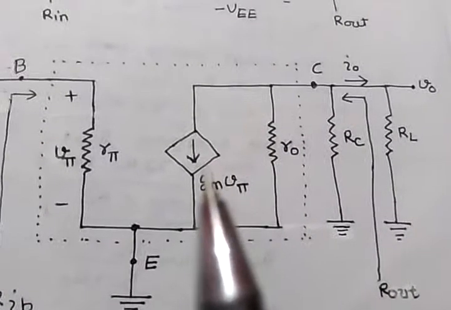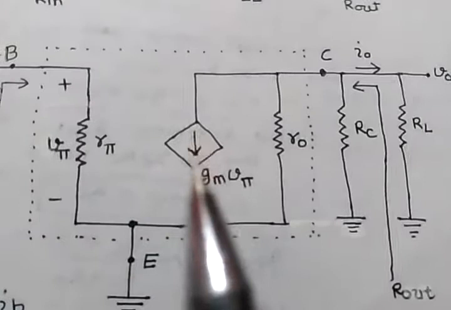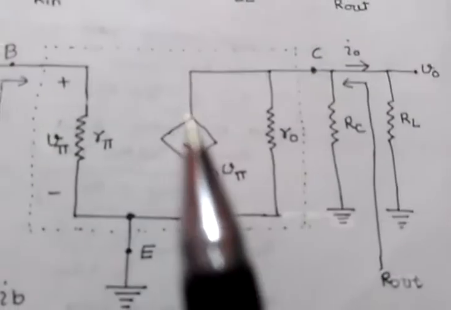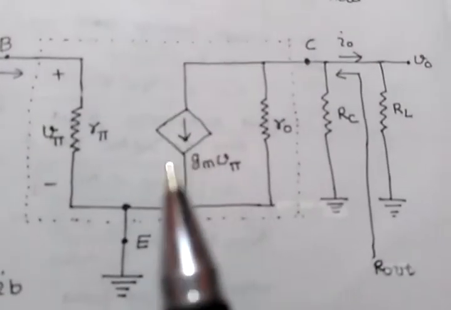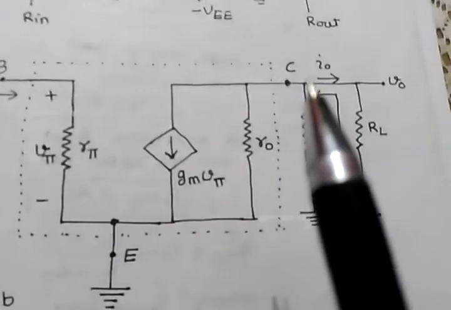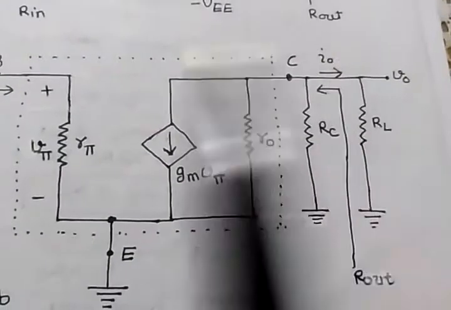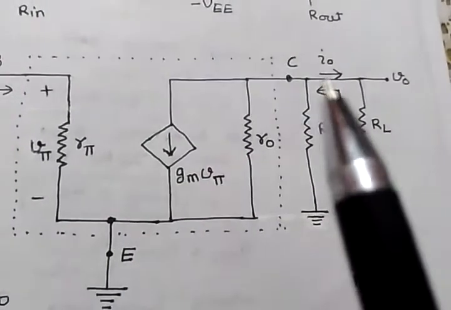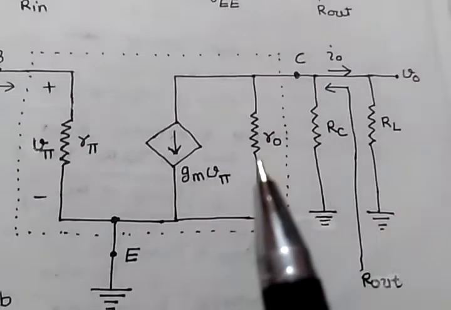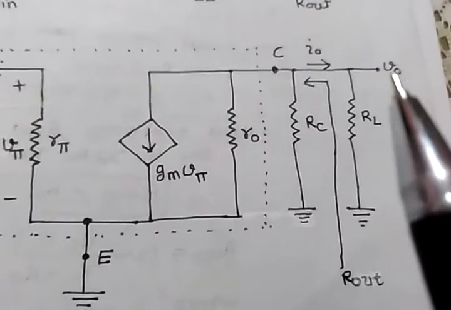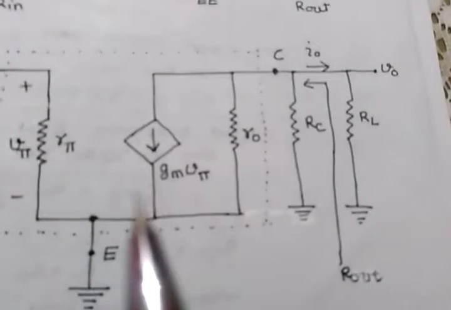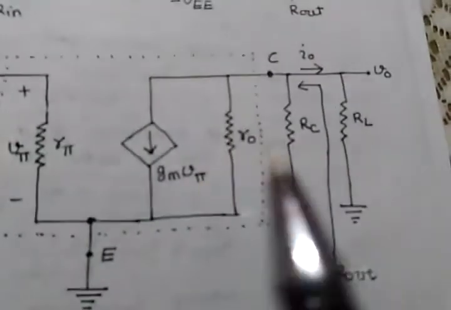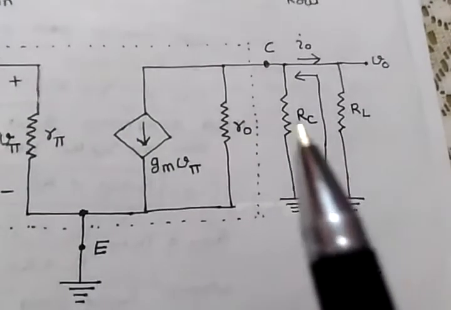Now see again, this voltage controlled current source, direction of this voltage current controlled source and output current Io both are opposite. So Io will be minus Gm Vpi. In this way we can write Vo equals minus Gm Vpi into Ro parallel Rc parallel RL.